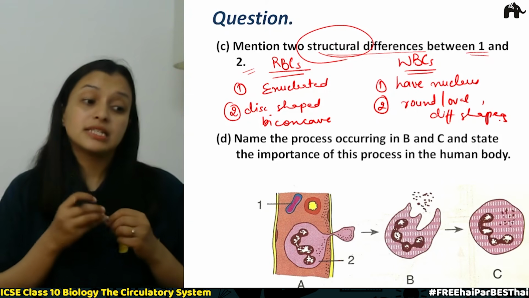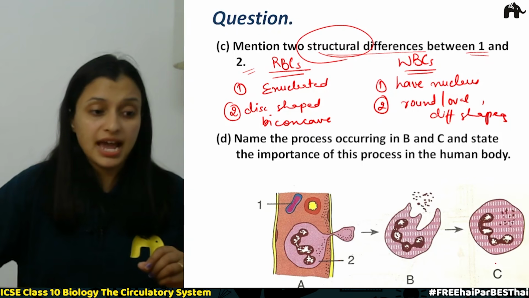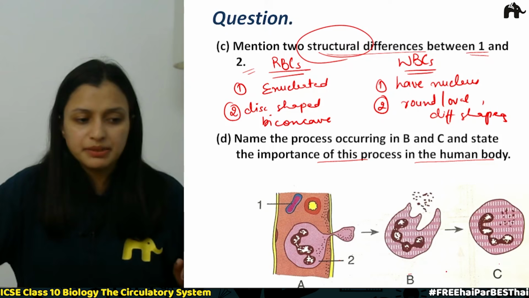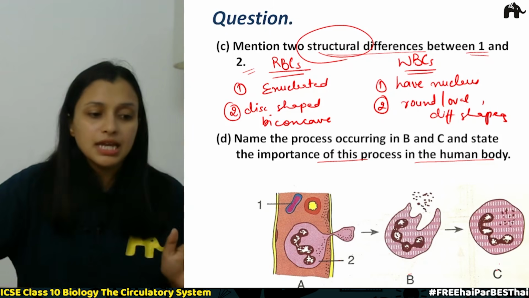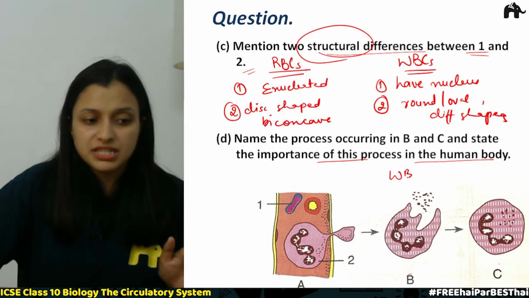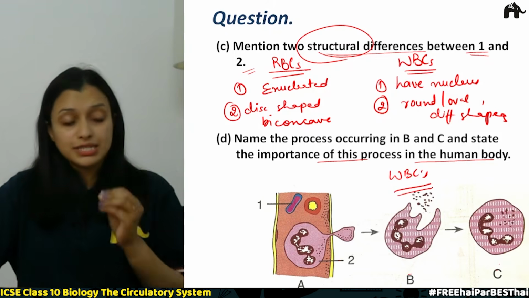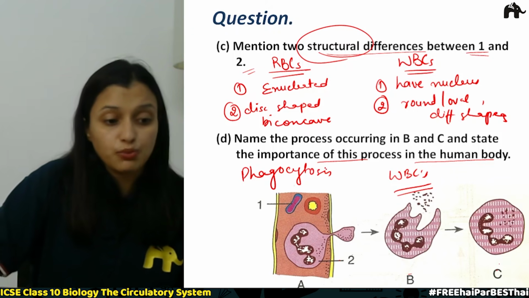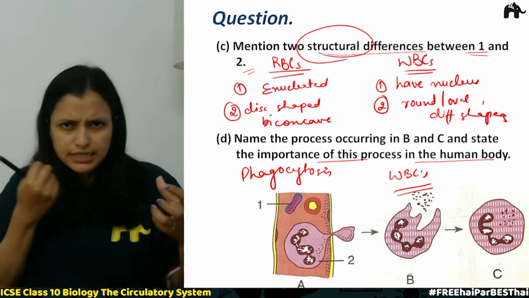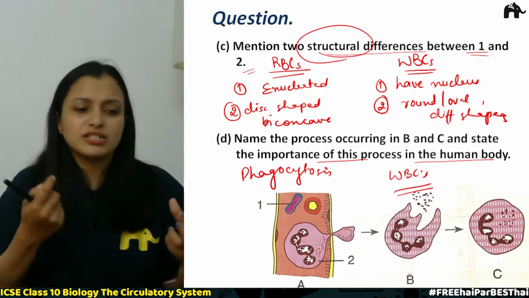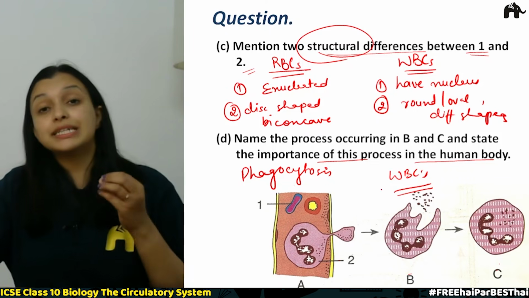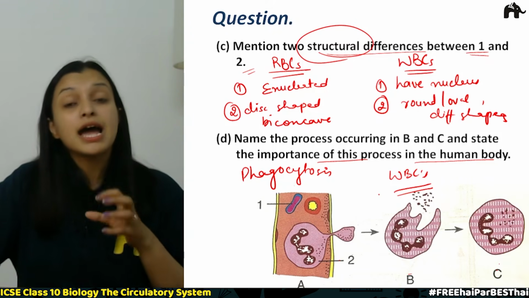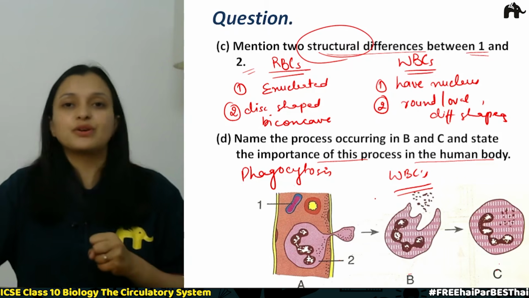The D part is name the process occurring in B and C and state the importance of this process in the human body. What is happening in B and C? In B and C, this particular WBC is carrying out phagocytosis, where it engulfs all those disease causing germs and bacteria. And why is it important? It is important as a defense mechanism of our body. So our body is getting protected against these disease causing organisms.